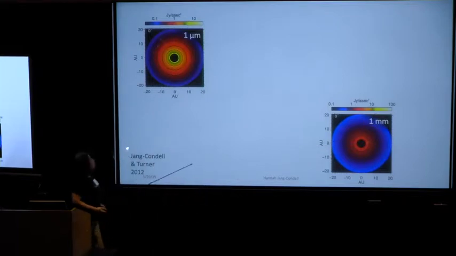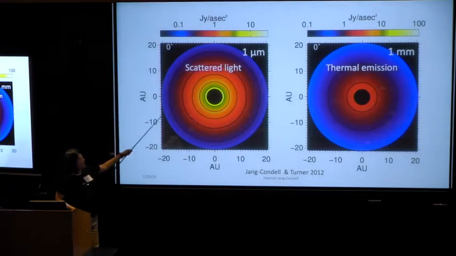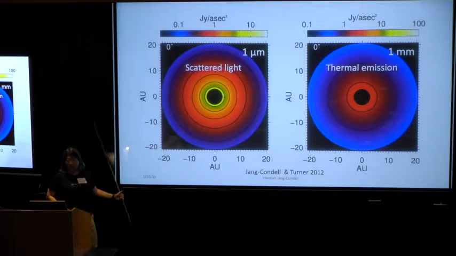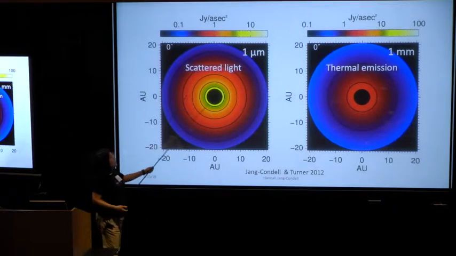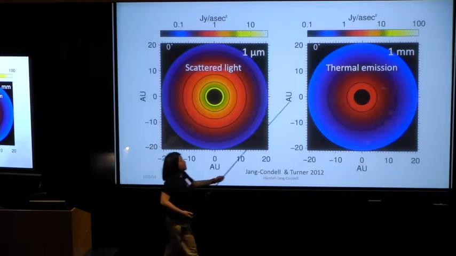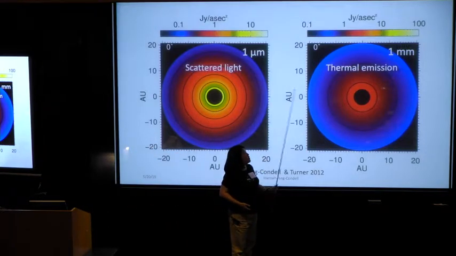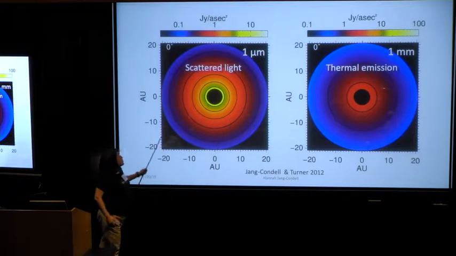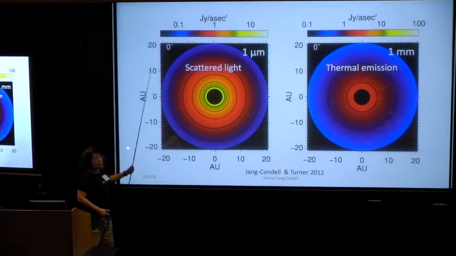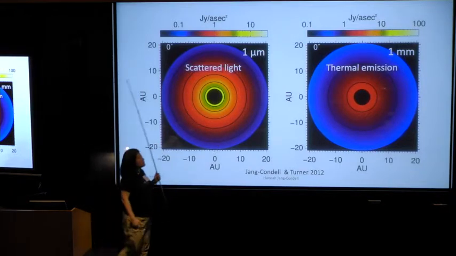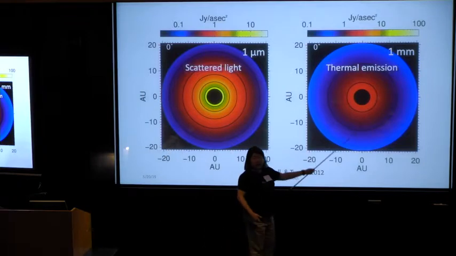When you're looking at 1 micron, you're looking just at the scattered light from the surface of the disk. So this is near-infrared scattered light. When you look at 1 millimeter emission, you're looking at thermal emission, and the disk is now becoming optically thin, and you're able to see all the way through to the midplane. And so this is what you might see from large ground-based telescopes or from HST. This is what you would be seeing from ALMA.